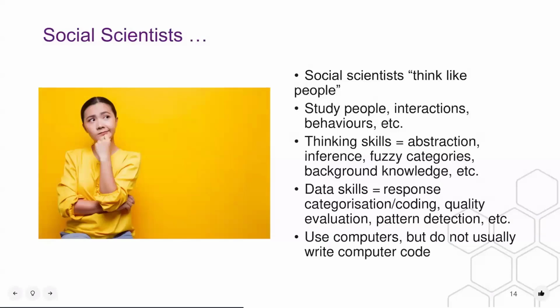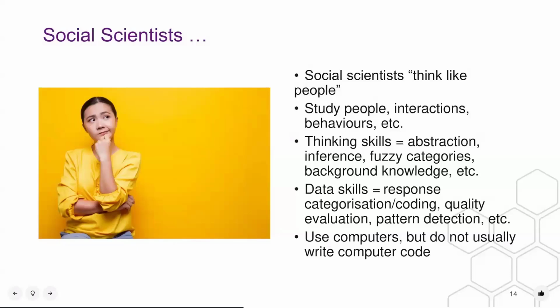Okay, so social scientists think like people, okay? What I mean by this is that as social scientists, we use a lot of those very human thinking skills like abstraction, inference, and we're pretty familiar and at ease with fuzzy concepts and background knowledge. We don't shy away from grey areas or overlapping categories, as these are part and parcel of being a social scientist. And it's no surprise that we need these skills because we're studying people, interactions, and behaviors, and that is quite complex and requires a certain skill set.